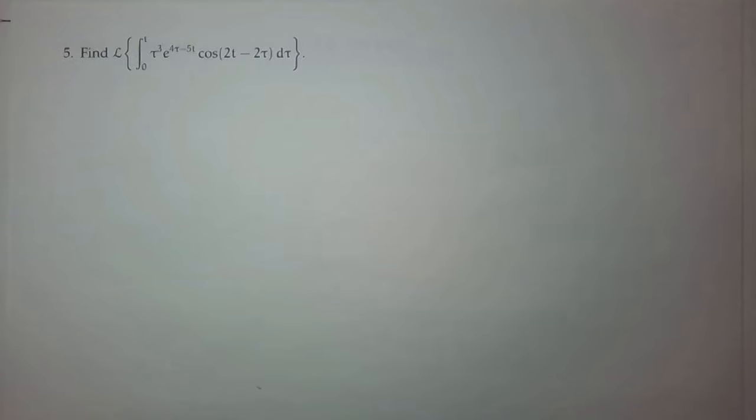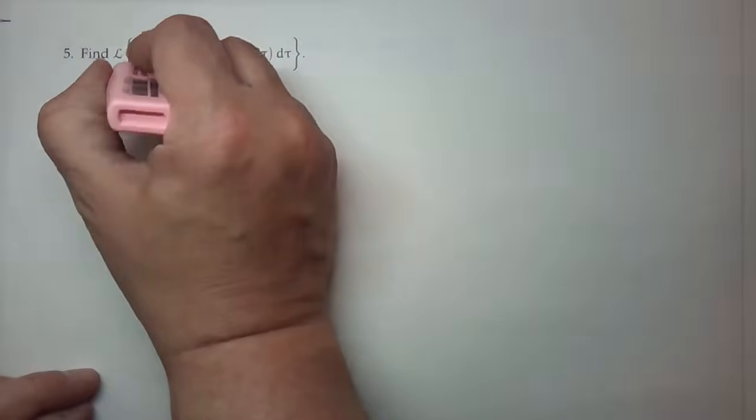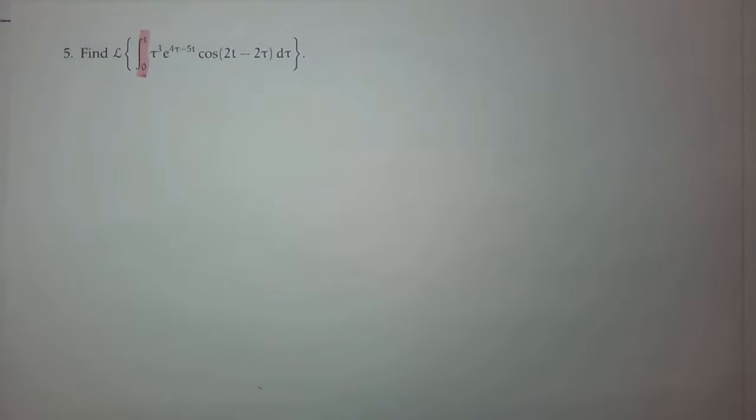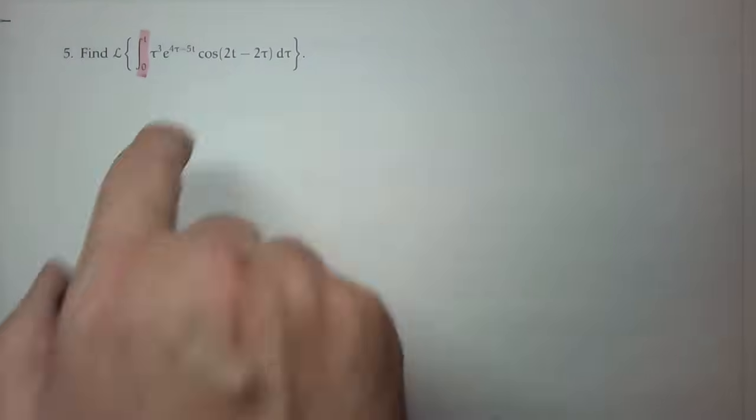Find the Laplace of the integral from 0 to t, tau cubed, e to the 4 tau minus 5t, cosine 2t minus 2 tau d tau. How exciting. Well, we kind of know right away what this problem involves. What is going to be involved in this problem? And why do we think that? Convolution. Why do we think convolution? You see an integral from 0 to t. That signals convolution. And in particular, you see things like t minus tau floating there.